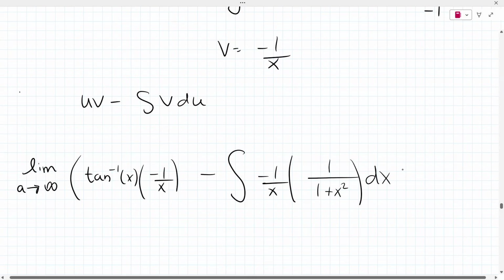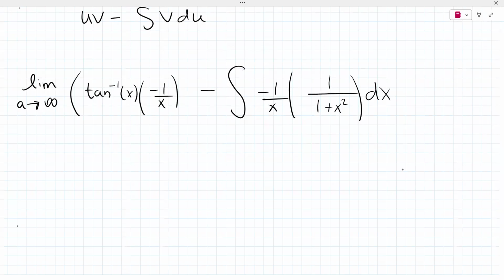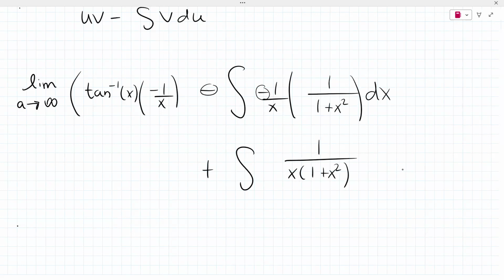Let's simplify this. Over here we have two minuses, so that's going to be a plus. Then we bring this together: what's this times this? It's 1 over x times 1 plus x squared dx. This is still the limit as a approaches infinity. And then you have negative tan inverse of x over x.